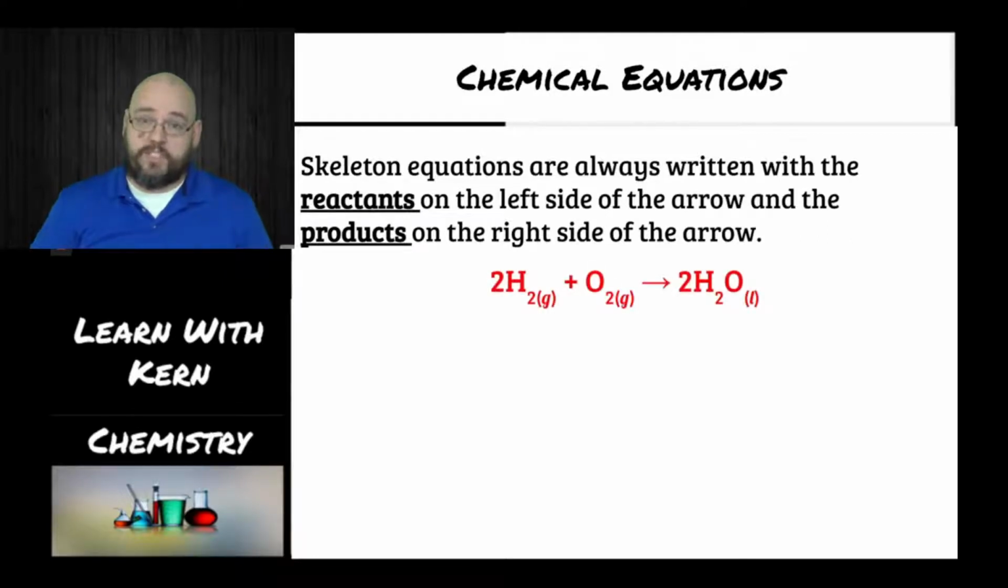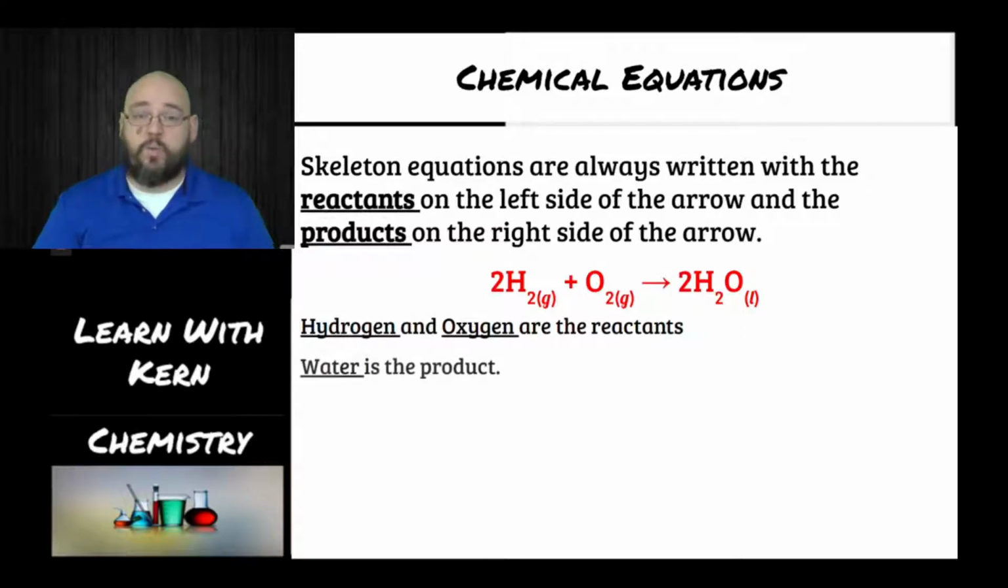So in this particular example that we've been using, hydrogen gas and oxygen gas are the reactants. They're on the left side of the arrow. And there is only one product. It is on the right side of the arrow. So hydrogen and oxygen are the reactants, water is the product, left and right. So make sure you remember, because I will ask you many times, what is the reactant, what are the products. The reactants are on the left, the products are on the right.